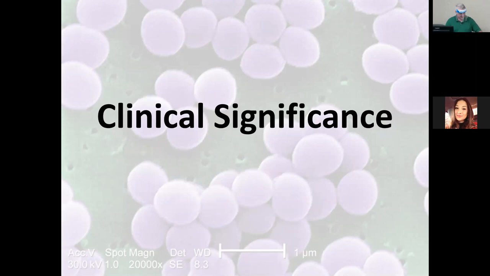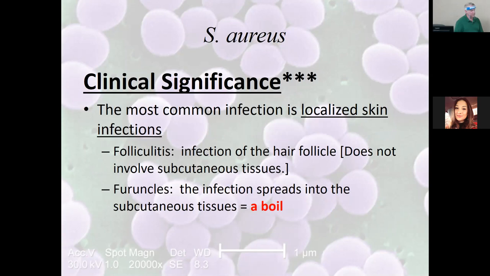All right. So we move into clinical significance. I think we've covered a lot of this already. Skin infections, staph aureus: folliculitis, infection of the hair follicle. This is that spider bite, that red, swollen spot with a head on it, almost looks like an ant bite, but gosh, it's hurting. Something had to bite me. Furuncles: the infection spreads into the subcutaneous tissue and becomes a boil. Never want a boil, right? So that's staph aureus moving and getting bigger.